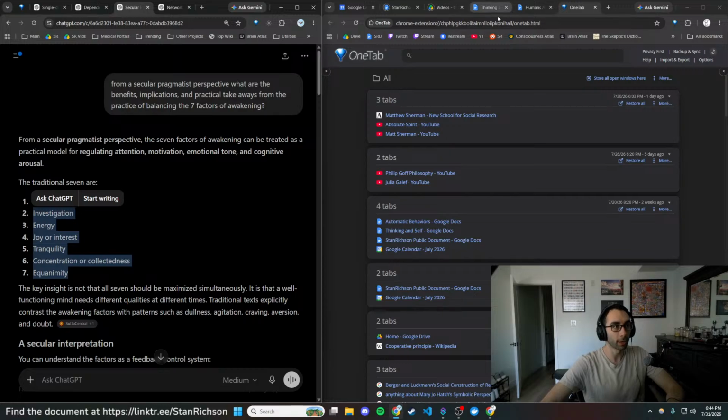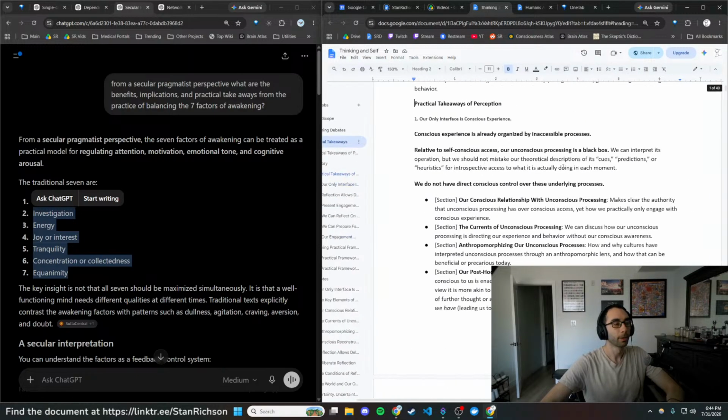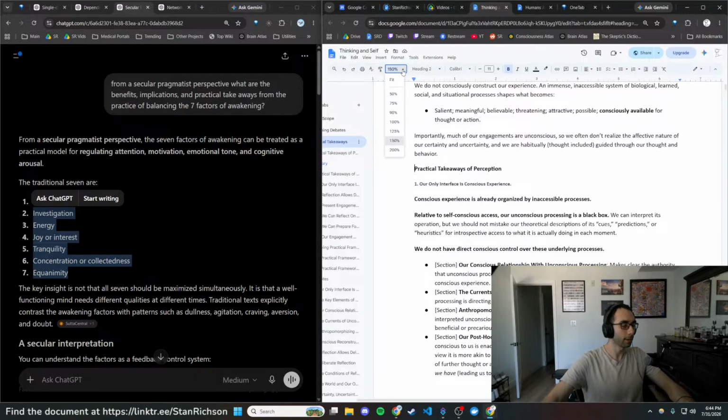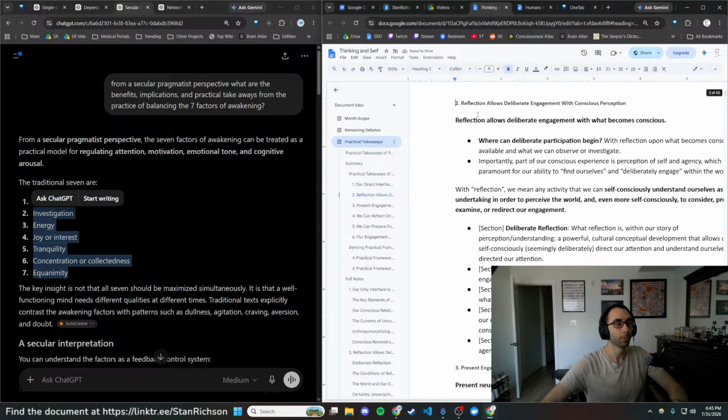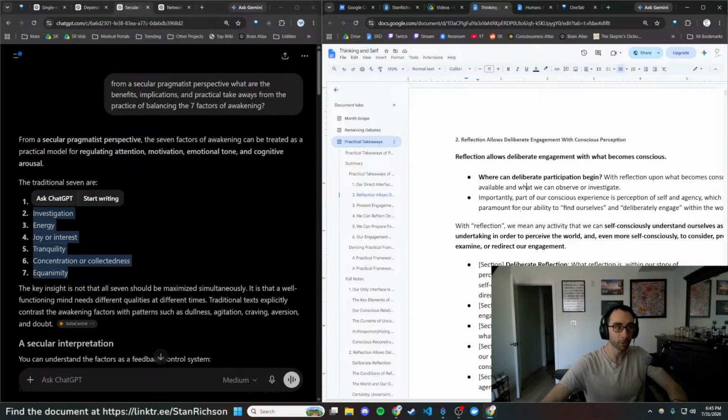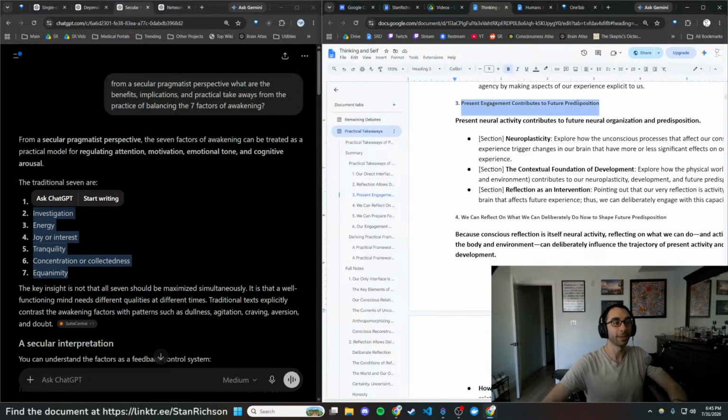Now, mindfulness, if we're going to connect this to our setup here. By the way, I think I've renamed some of these once again. So I want to say our direct interface is conscious experience. That's what we're dealing with. Then we've got reflection, which allows deliberate engagement with conscious perception. Then we've got present engagement contributes to future predisposition. So that is both our thoughts in the moment as well as what we understand to be happening right now.